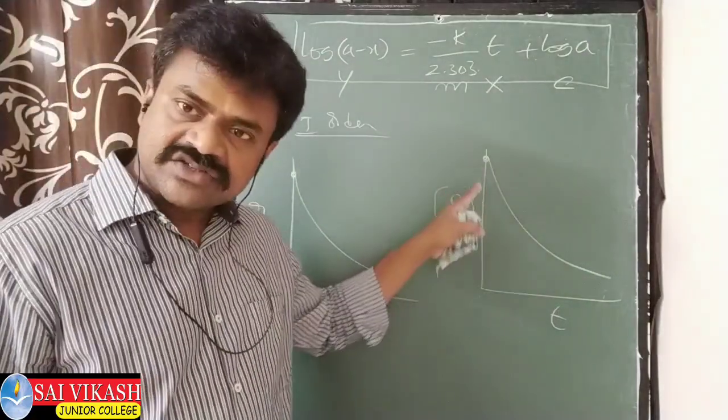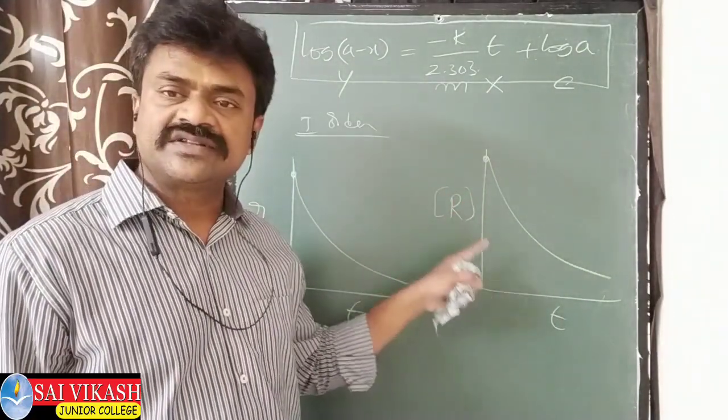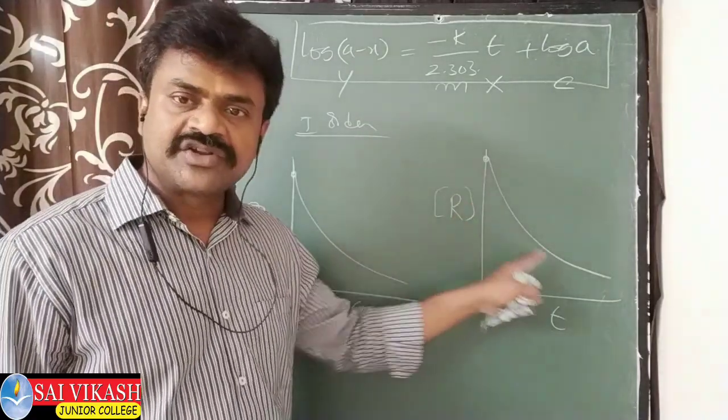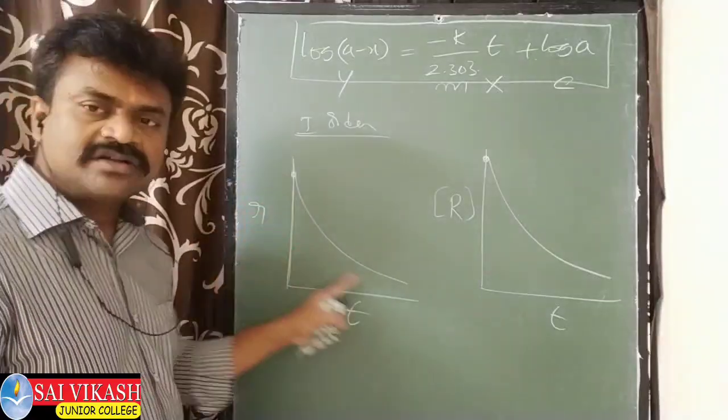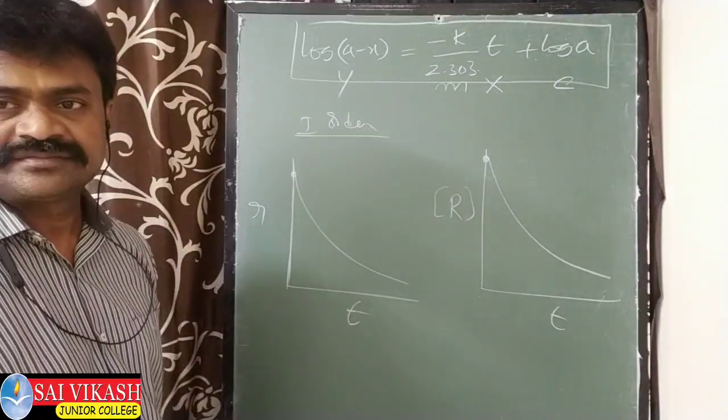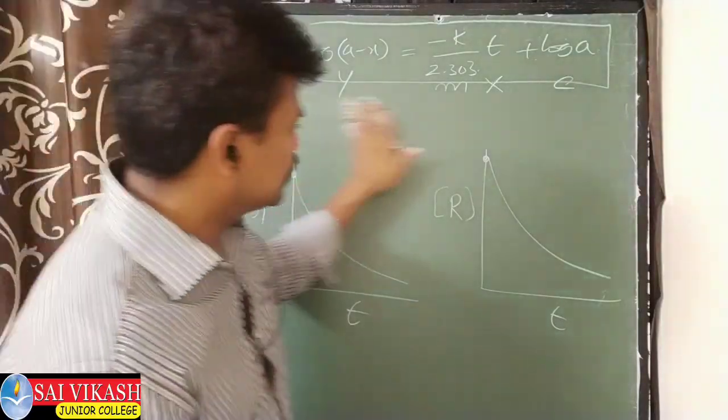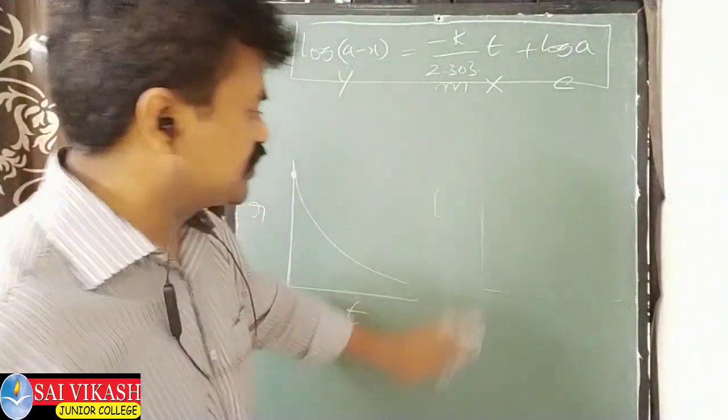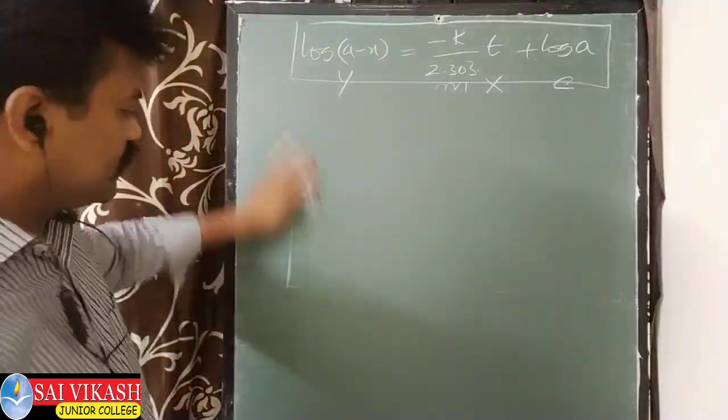Irregular decreases. Here also the concentration of reactants decreases for the first order, but irregularly decreases. That's why the rate also irregularly decreases. So this way, we can explain the graphs of the zero order and first order.